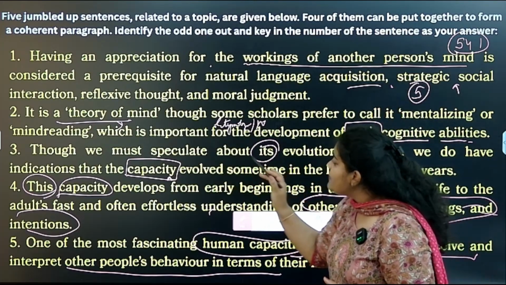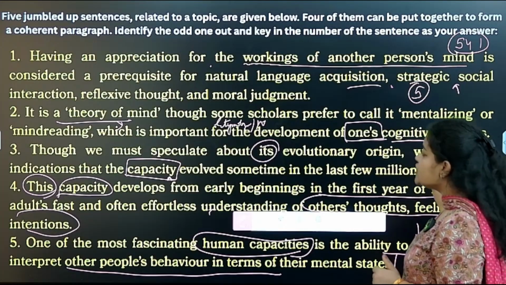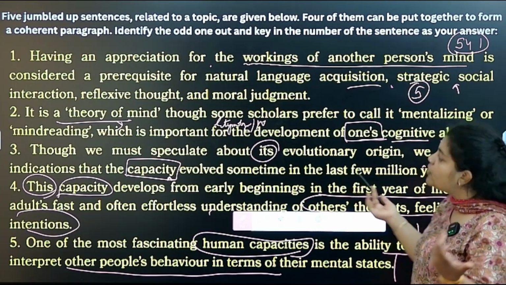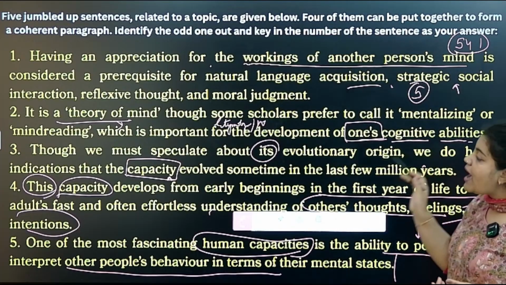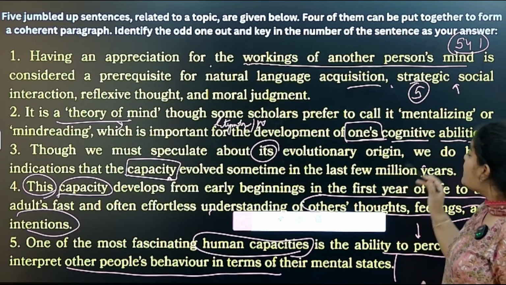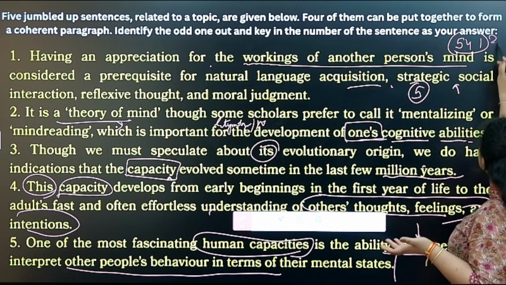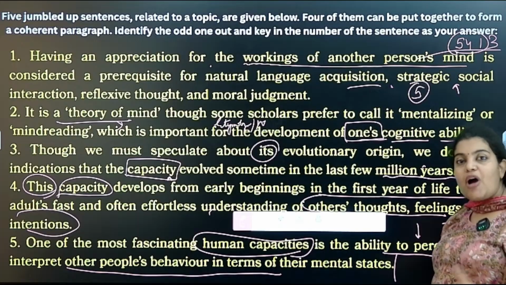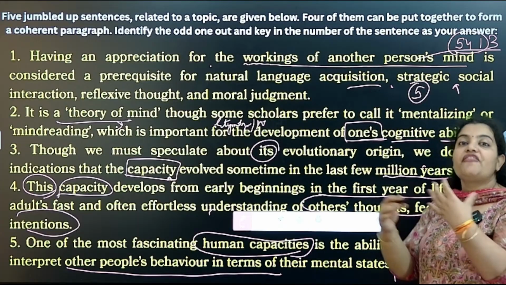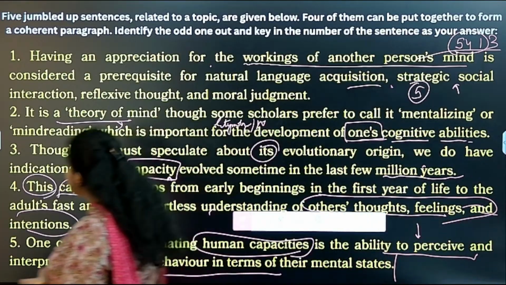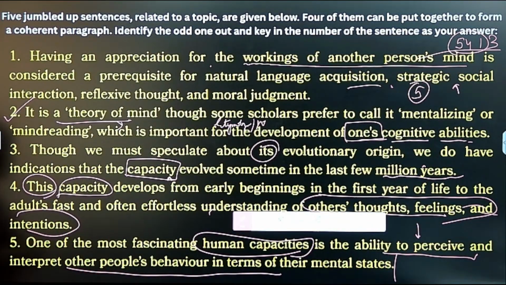So though we must speculate about its evolutionary origin, right? So कब इसका evolutionary origin हुआ, we don't know, right? We do have indications that the capacity evolved sometimes in the last few million years. So we can see that these are all talking about the capacity and the capacity of understanding another person's mind. Okay, so that makes the sentence number 2 an odd one out, right?